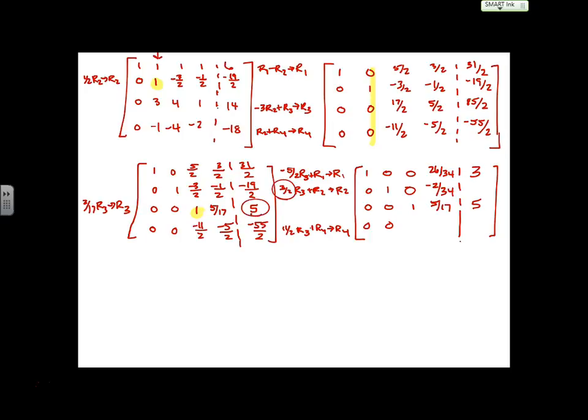5 times 3 halves is 15 halves. 15 halves minus 19 halves, that's just -4 halves, which is -2. Good? Don't distrust me. Zero, 0. Now we're in the 4th row. You guys double check my math, right?